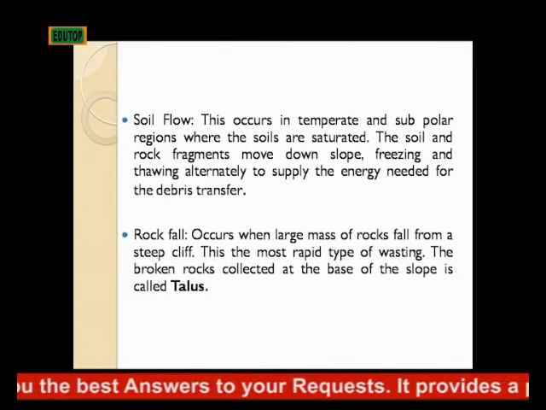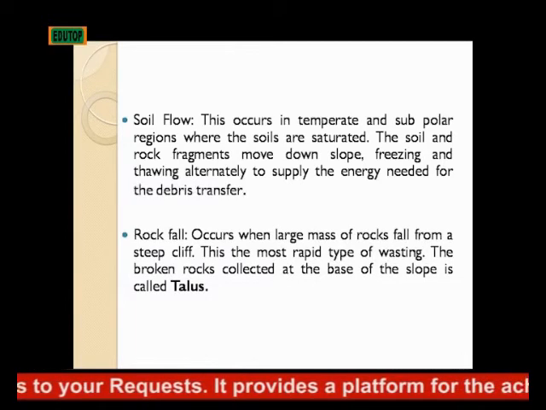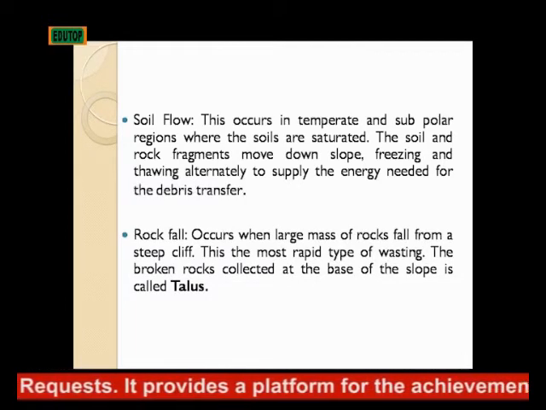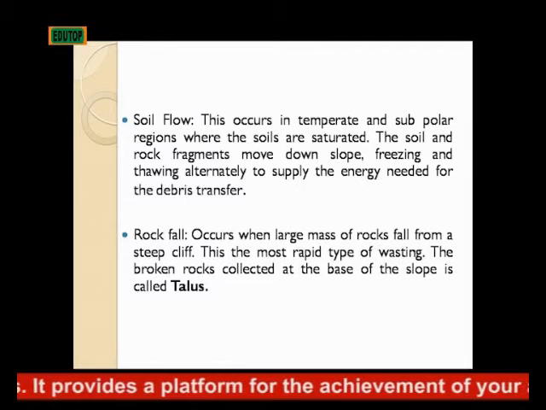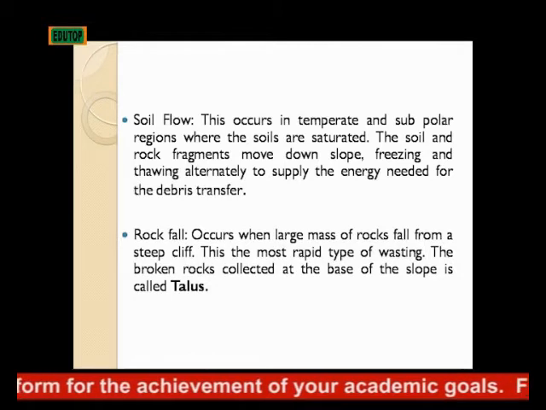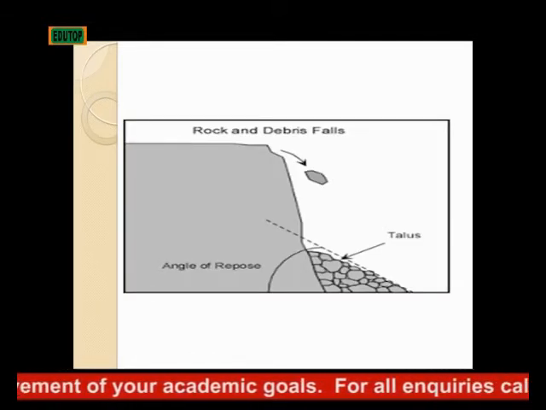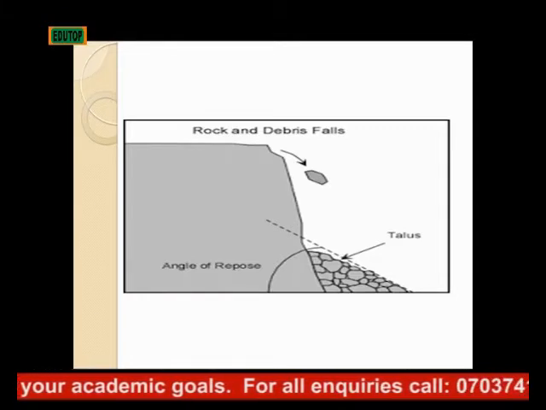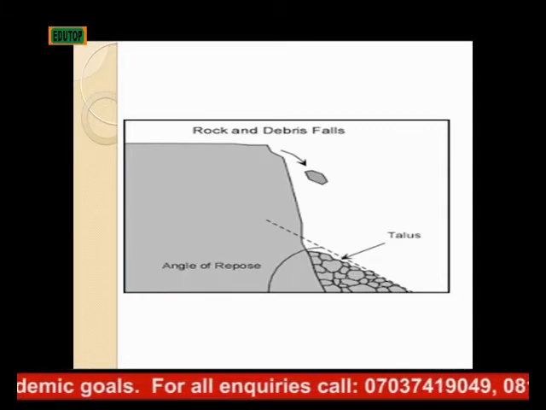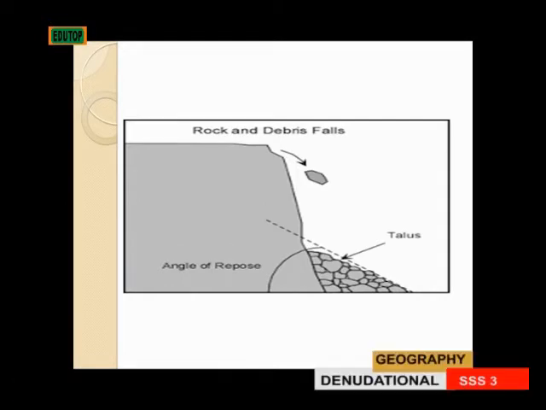It occurs when a large mass of rocks falls from a steep cliff. And when this happens, the broken rocks collected at the base of the slope are called talus, as shown in the diagram. You can see the rock mass falling through the slope of the cliff and being collected at the base here. The ones collected at the base here are called the talus.